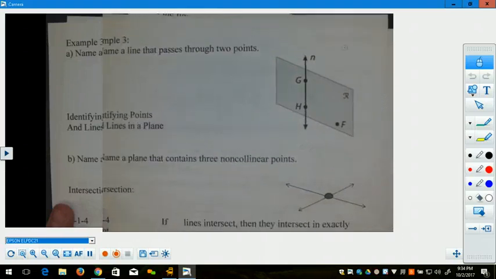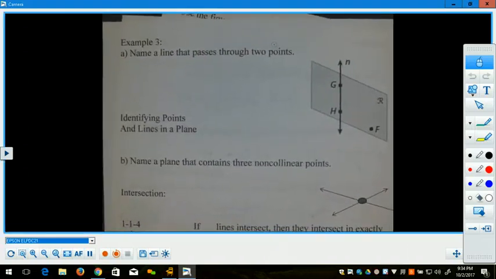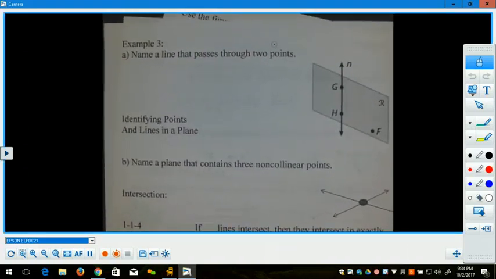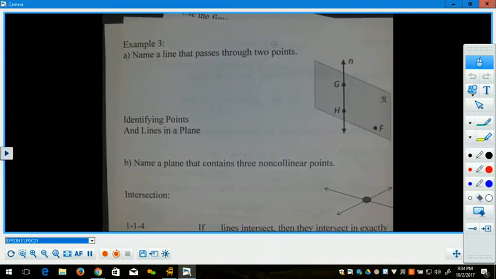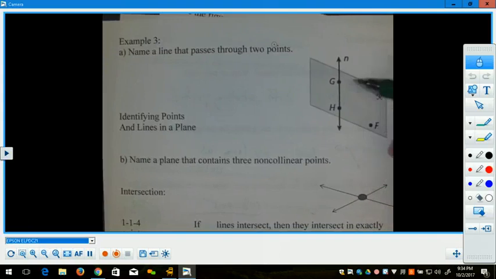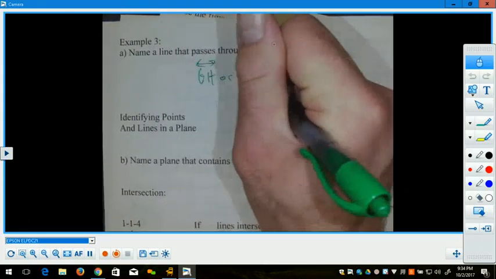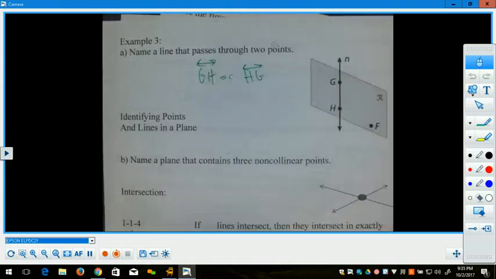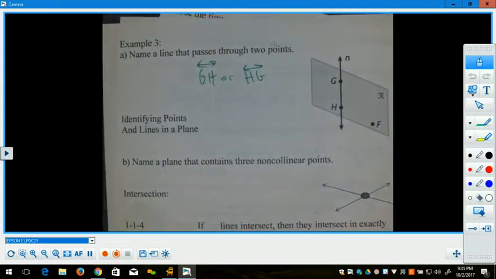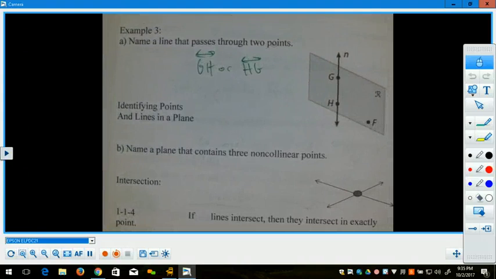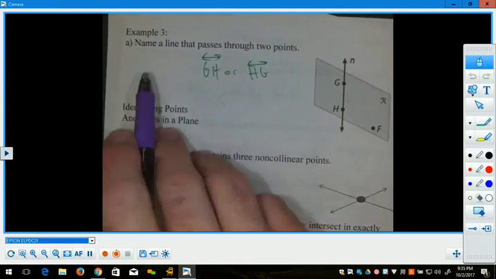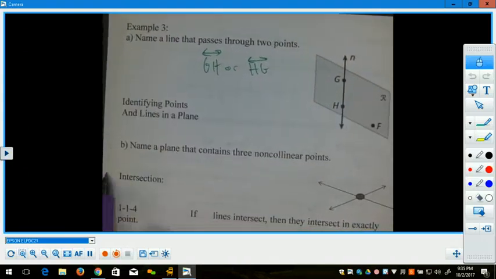Right now we're looking at example 3, naming a line that passes through 2 points. The line that passes through 2 points, well, I could make a line HF, but the one that's actually given in the picture is GH or HG. I have to use the correct notation above it to indicate that it is a line. Identifying points and lines and planes is the learning target for this.